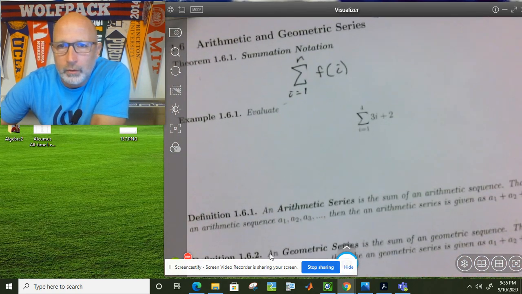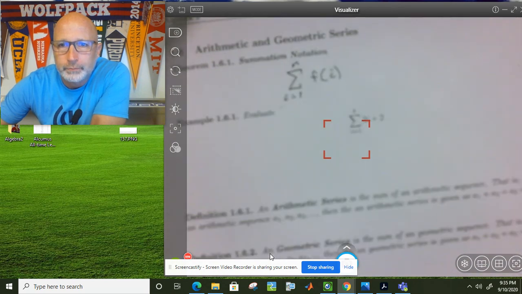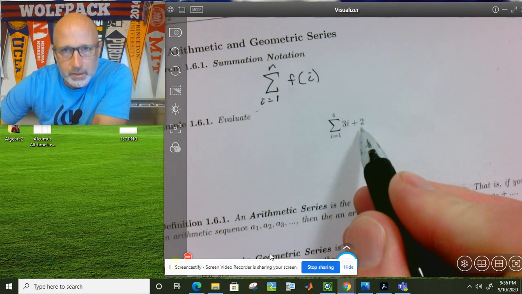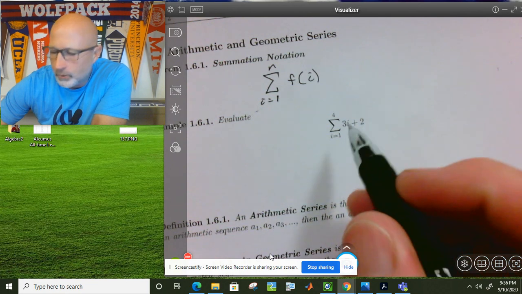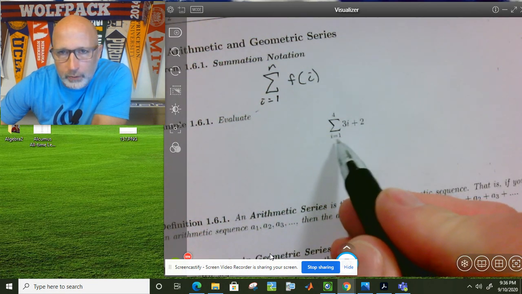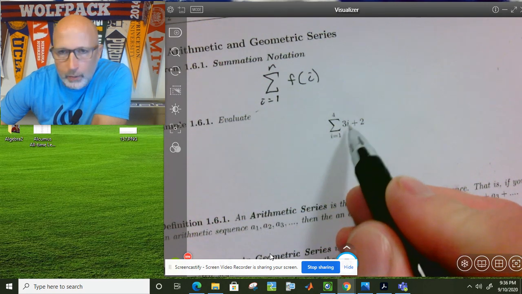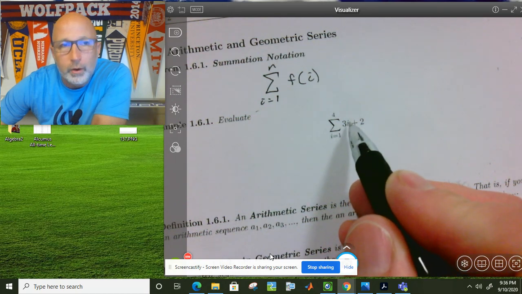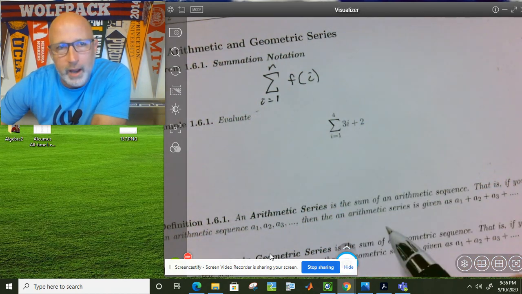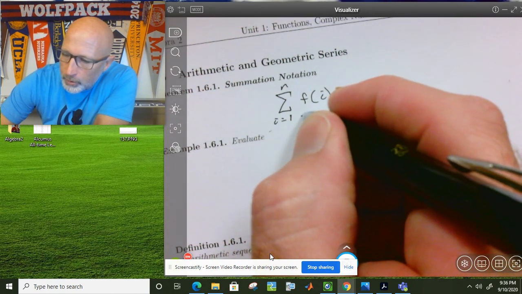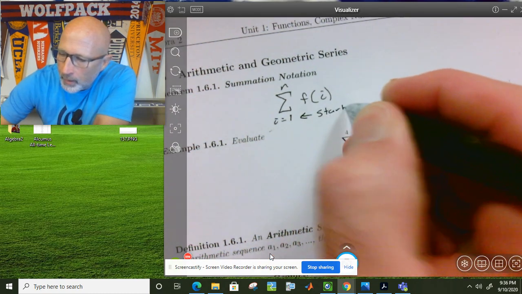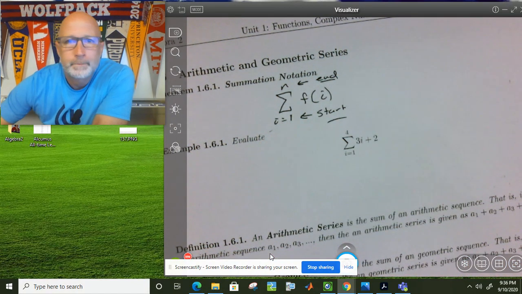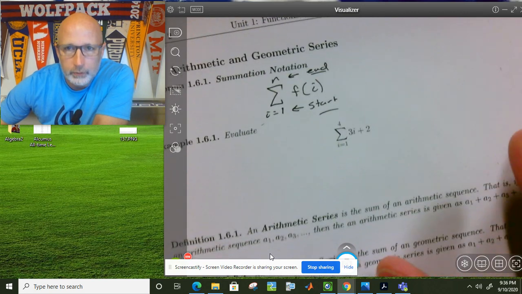When we're doing this example right here, we're going to evaluate this function in terms of i. We start at i equal to 1, plug in 1, and add it to plugging in 2. Then you add it to plugging in 3, then plugging in 4, and then we stop, because that is where you stop. This lower portion represents where you start, and this upper location represents where you end.